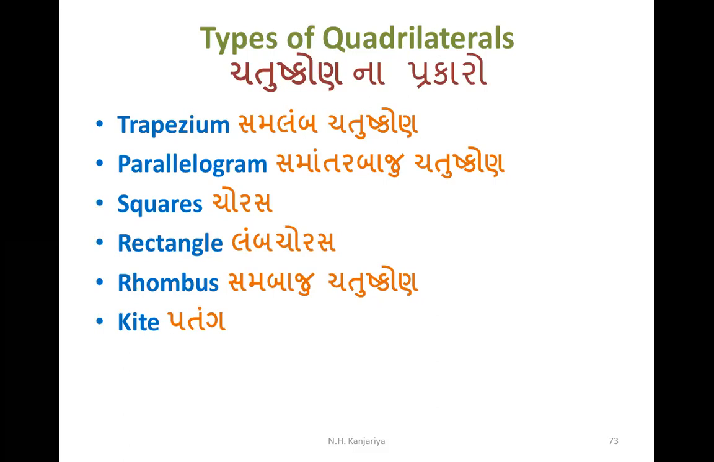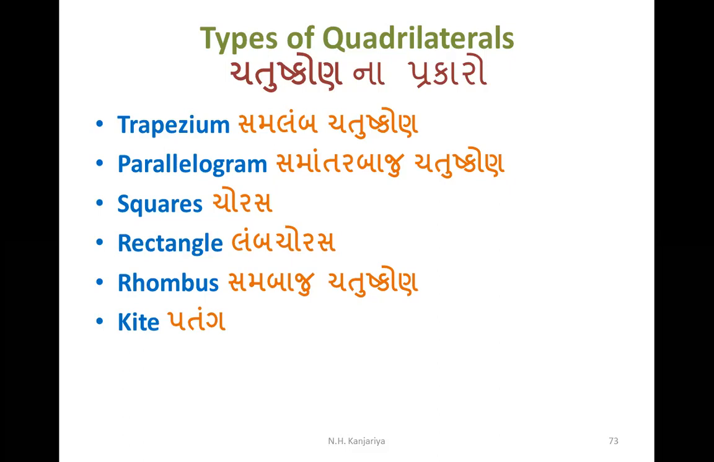We will take their definitions and the formulas for their perimeter and area. Perimeter is just the sum of all sides, and area is the space occupied by this closed figure. Now we are moving on to our quadrilaterals.